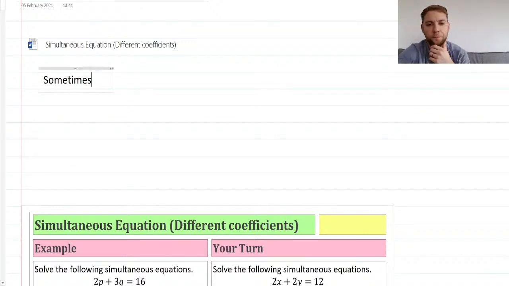Okay, so we're looking at simultaneous equations with different coefficients. So let's just write a little sentence first of all.